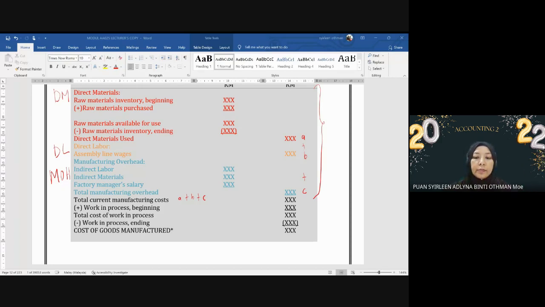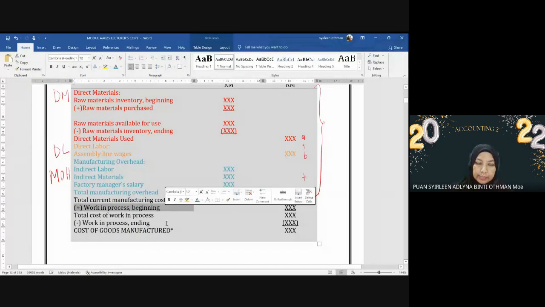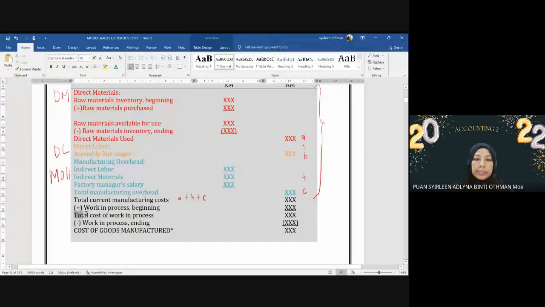Boleh? Okay. Alright, so now saya dah ada total manufacturing cost. Tak siap lagi ya, sebab I need to find the cost of good manufactured. Maknanya saya kena kira semua cost yang berlaku dalam kilang pada tahun tersebut, termasuk yang sedang diproses dan yang baru saja dibawa masuk untuk diproses. So you kena tambah dengan work in process inventory, the beginning inventory for work in process. Okay, bila A plus B plus C ni, kita tambah dengan total work in process beginning, you akan dapat total cost of work in process.